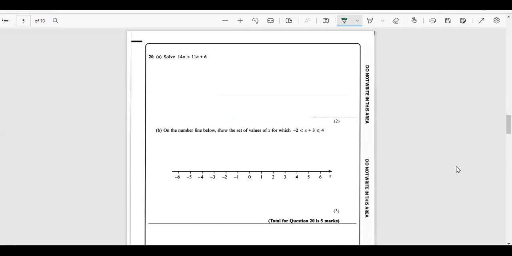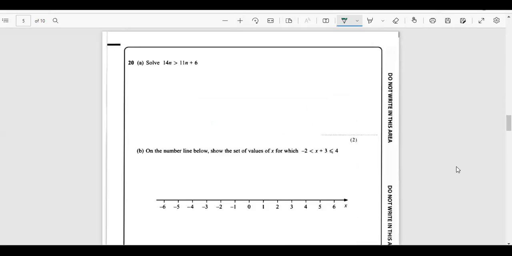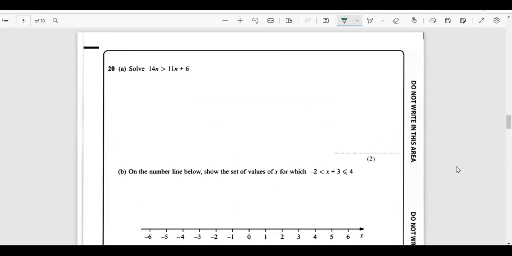All right, now here we have another question. So it is about inequalities. The first part is very easy. It says 14n is greater than 11n plus 6. We need to solve this. So whenever you are solving and you have an unknown, you would be finding the value of that unknown. Since this is an inequality, we would be getting the range for this unknown. So just like equations, I'll be making n the subject.